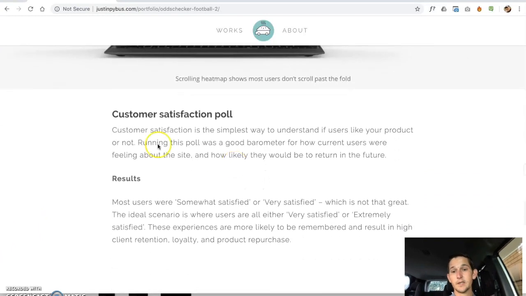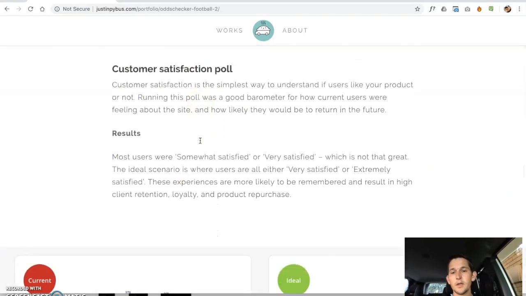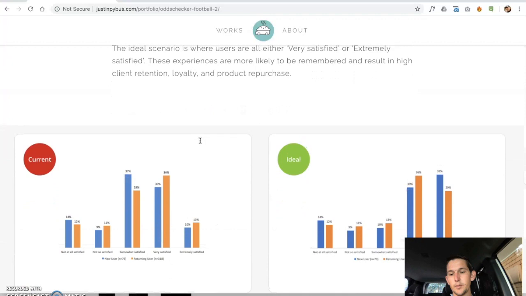We ran a customer satisfaction poll. This was very interesting. That's basically asking people how they feel about your current website. So it's a multi-choice field, and you've got all these options: not at all satisfied, not so satisfied, somewhat satisfied, very satisfied, or extremely satisfied. And these were the results we got.